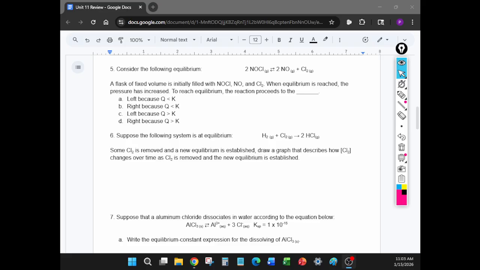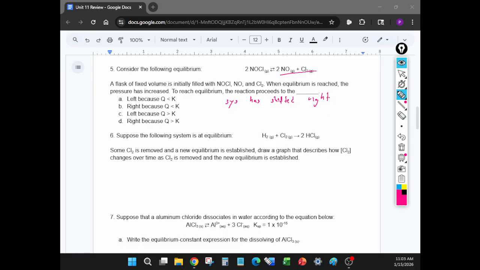All right, so for 5, we're actually kind of working a little backwards here because it talks about the pressure first, and that's how we can figure out how equilibrium is going to shift. So it tells you that you have a container with these 3 gases, and then when equilibrium is reached, pressure has increased. So we got to look at the equation and figure out which side has more pressure. Which side has more pressure? The right side, right? That means that the system has shifted to the right.